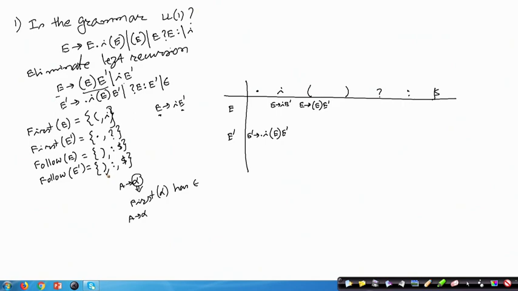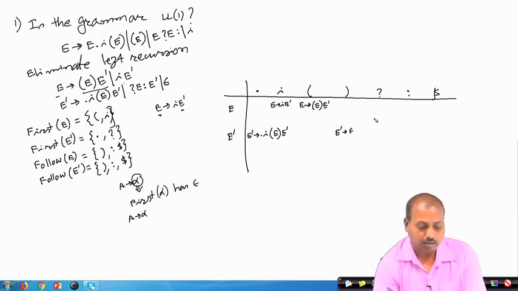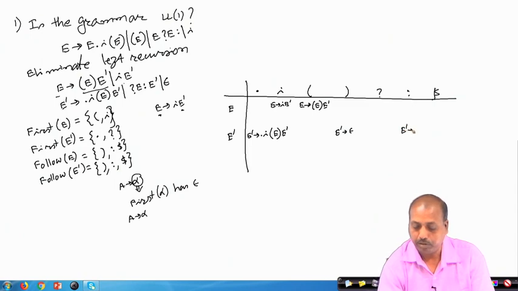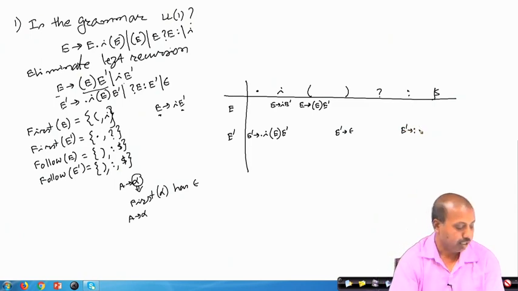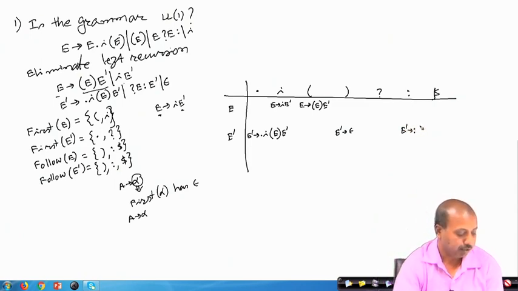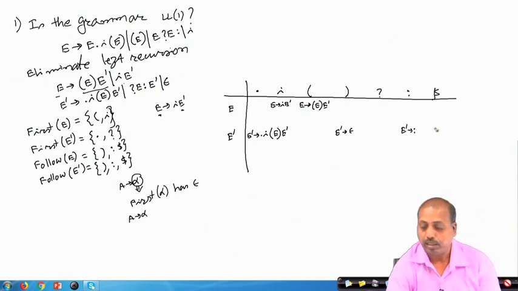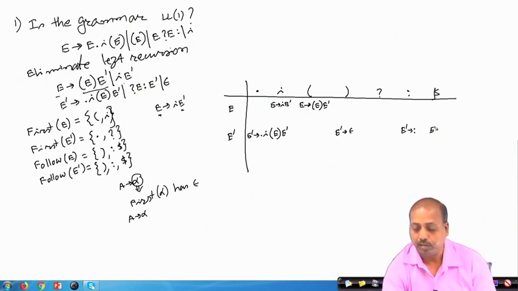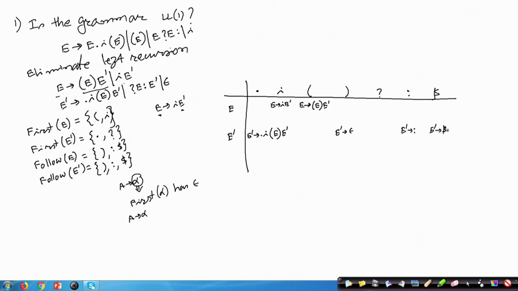Follow of E dash contains close parenthesis, colon and dollar. So, under this close parenthesis I have to have E dash producing epsilon added here, then under this colon also I have to have E dash producing epsilon appearing there, and I have to have this E dash producing epsilon added to this one, under dollar.